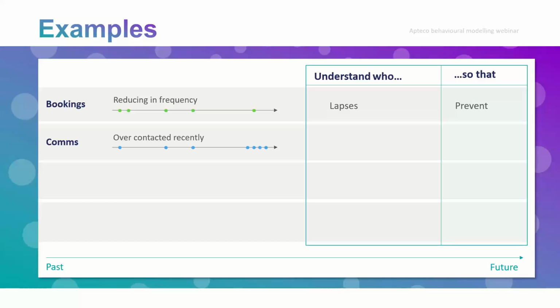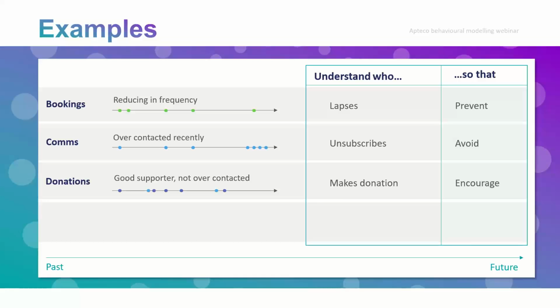Maybe multiple teams are contacting. Clearly, we have technology that can help you avoid that over communication, but that might cause someone to unsubscribe, and you might wish to avoid that unsubscription. You might see a positive pattern with a donor to a charity, a good supporter, they're not over contacted, they're making donations, and we want to encourage that behavior.